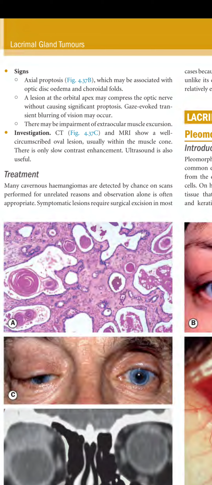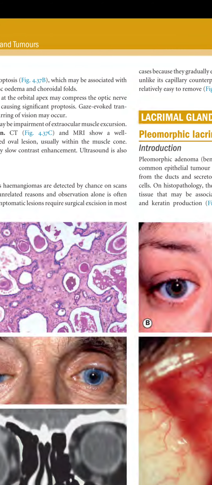Investigation: CT and MRI show a well circumscribed oval lesion, usually within a muscle cone. There is only slow contrast enhancement. Ultrasound is also useful. Treatment: many cavernous hemangiomas are detected by chance on a scan performed for unrelated reasons, and observation alone is often appropriate.